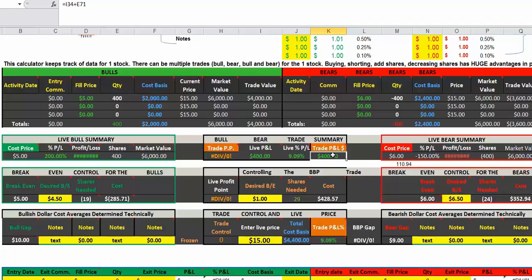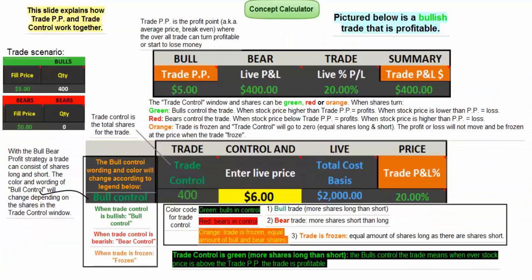So this is good in a scenario if you're losing money and you need to just stop the situation of losing any more money, and you need to freeze the trade. Just make sure the shares even out and you will freeze the live profit and loss. And this concludes the video on the relationship between the trade profit point and the trade control window.